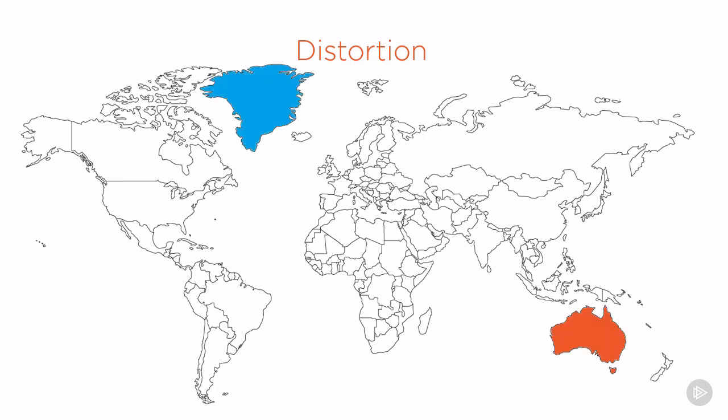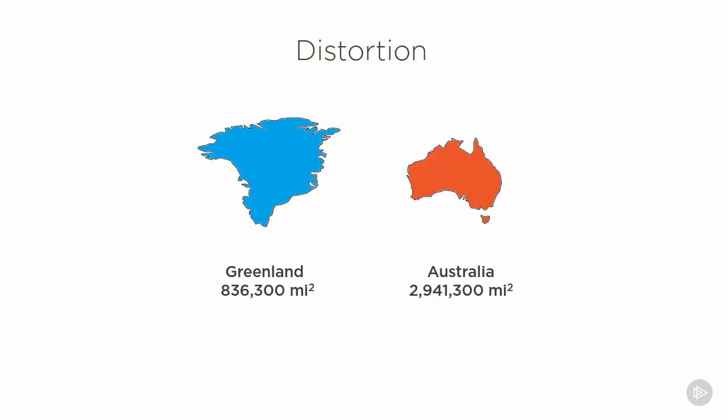Here we have Greenland in blue and Australia down here in orange. By looking at this map, you'd assume that the two countries are approximately the same size, with Greenland maybe even being a little bit bigger. So, it may surprise you to learn that Australia is actually more than 3 times the size of Greenland.